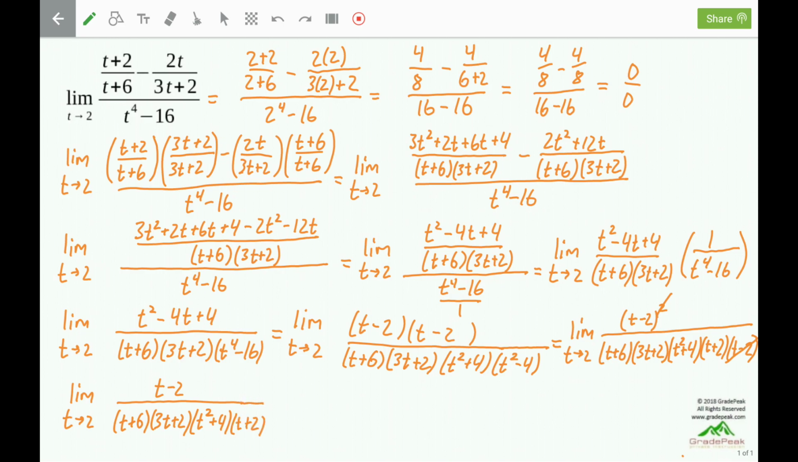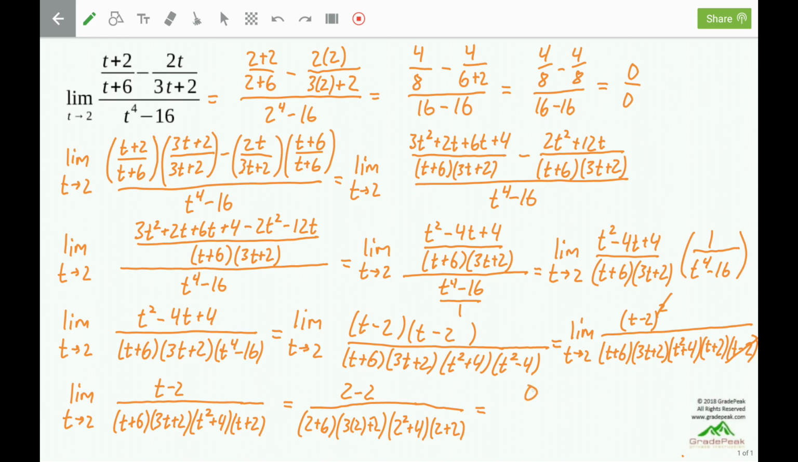We can now plug a 2 in for all of the t's. In the numerator, that will give us 2 minus 2. In the denominator, we will have 2 plus 6 times 3 times 2 plus 2 times 2 squared plus 4 times 2 plus 2.